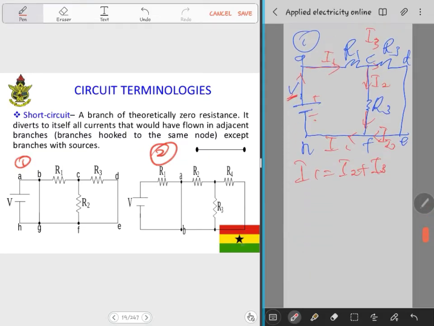But here's the case where we've introduced a short circuit. What it's saying is that because we have a short circuit, they are saying theoretical resistance. Theoretically, the resistance is zero, meaning that it's having zero resistance. One thing about current is that it will always pass the place where there is least resistance.